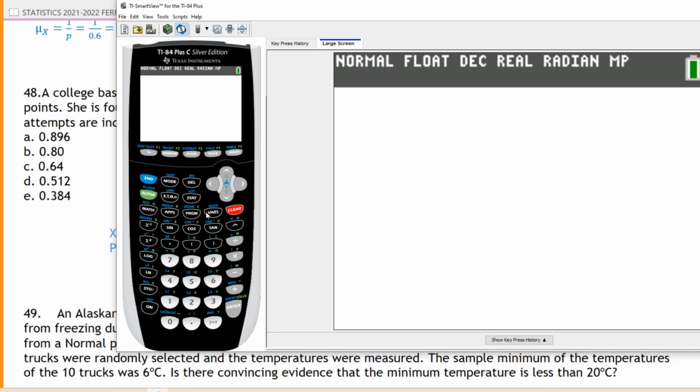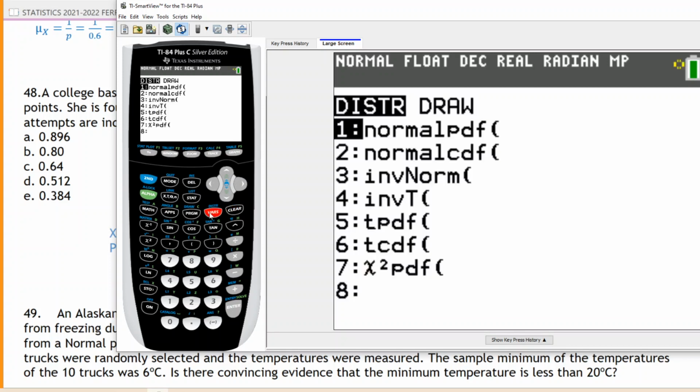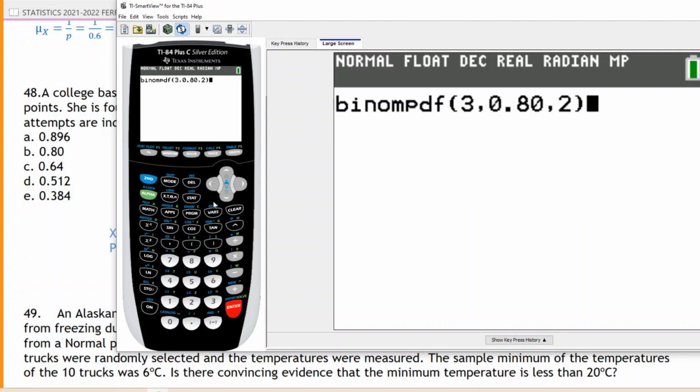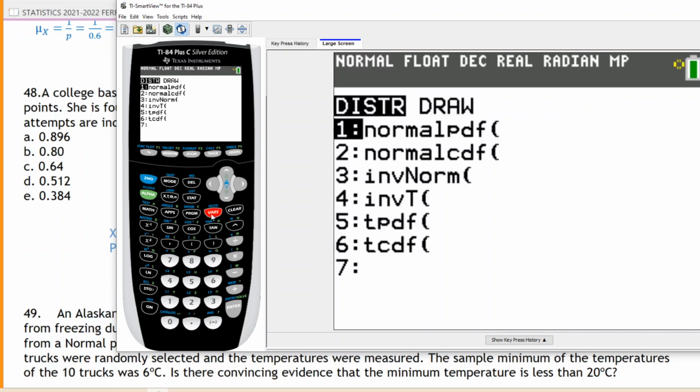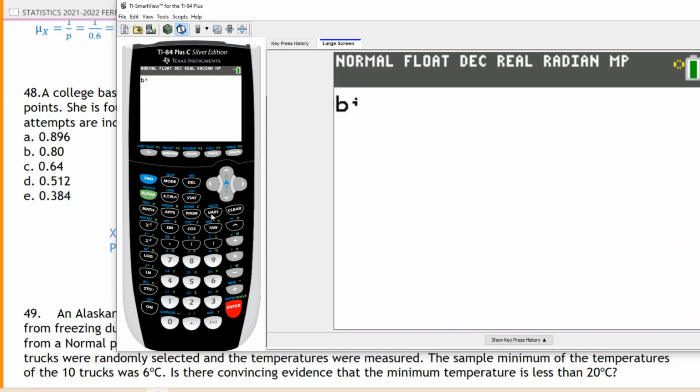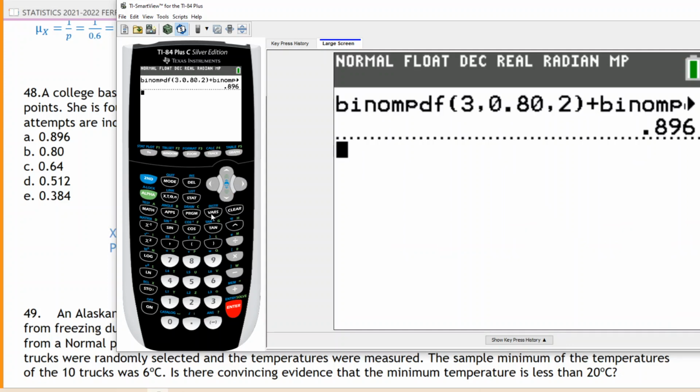We'll grab our calculator and head to the binomial PDF setting. And then we have 3 trials. The probability of success is 0.80. And we want to know 2, the probability that she makes 2. And then we're going to add to that the probability that our basketball player makes 3 free throws. So when we add those together, we get 0.896.